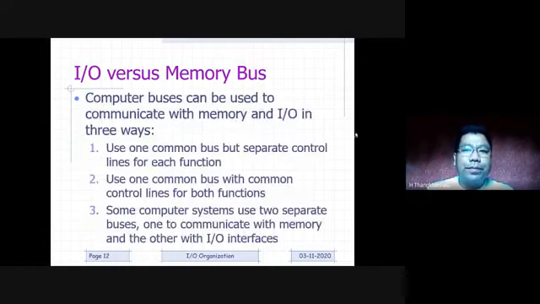So a computer bus can be used to communicate with memory and I/O in three ways.